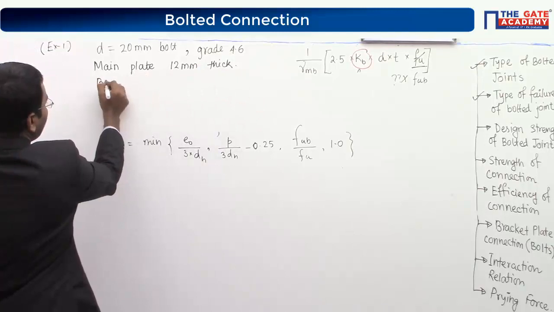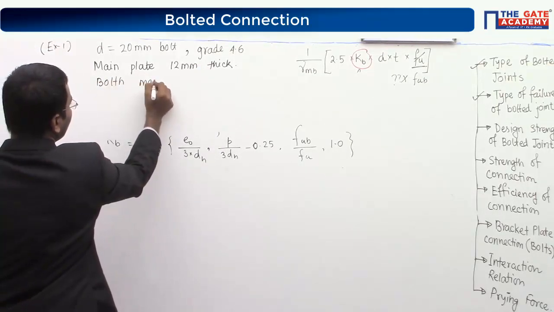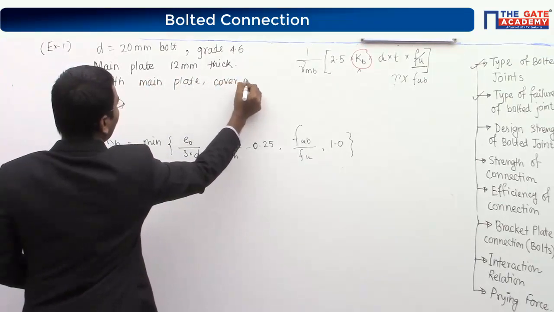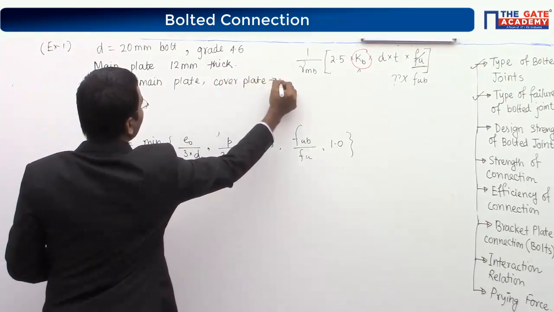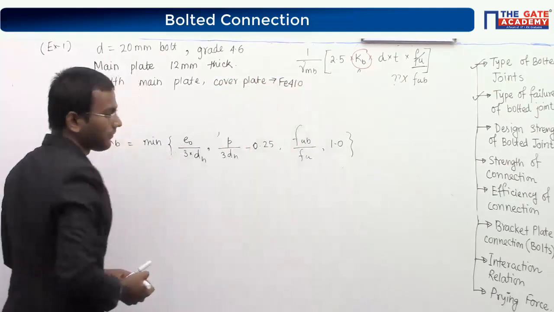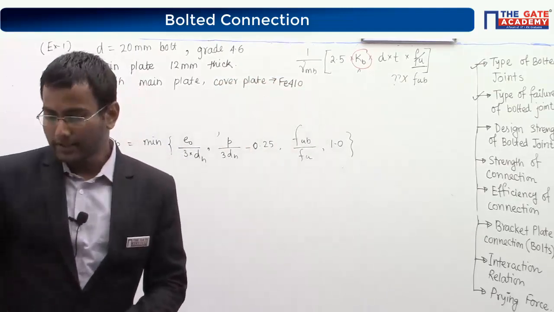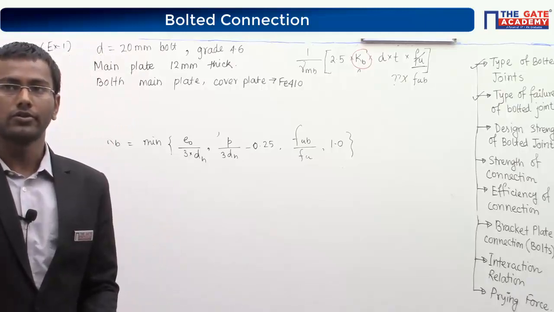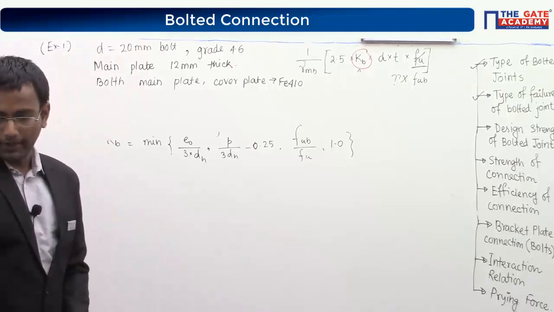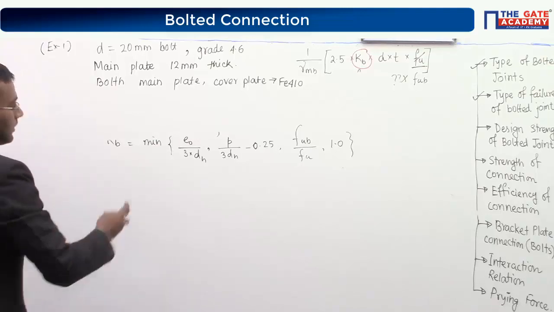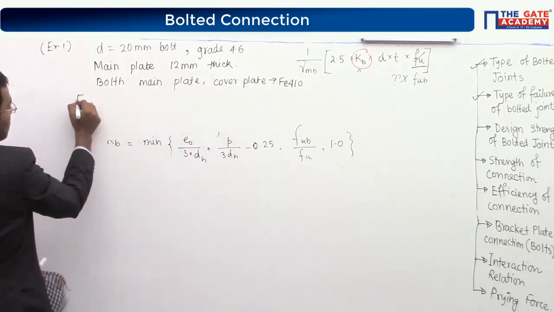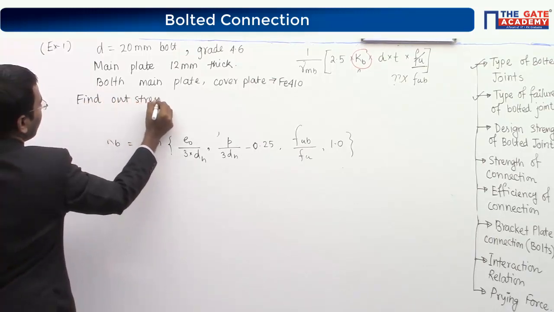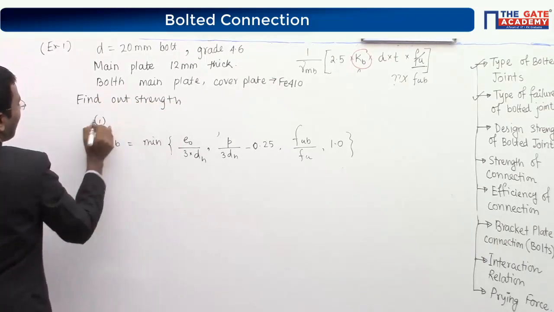Both main plates and cover plate are made of Fe410 steel, right? So find out the strength for case 1, lap joint.